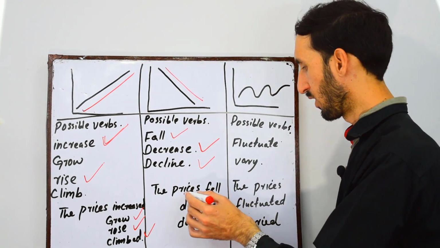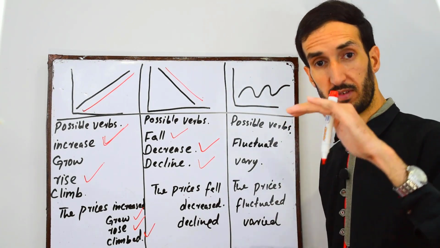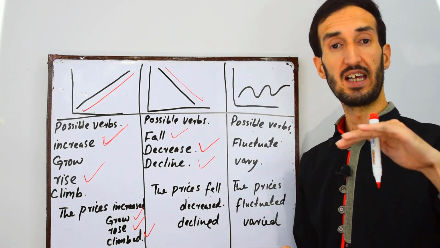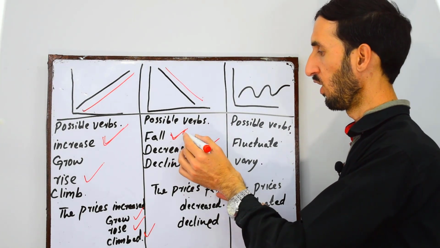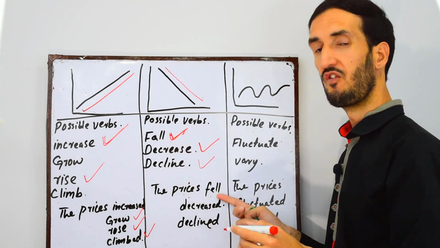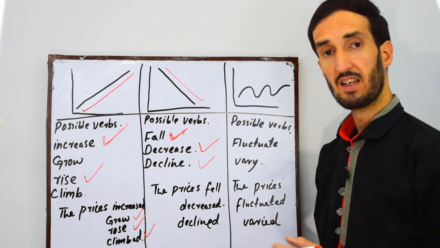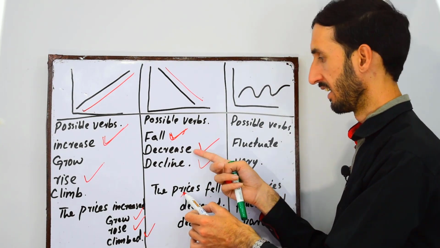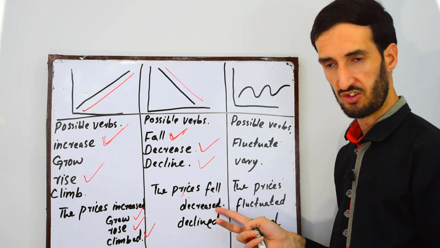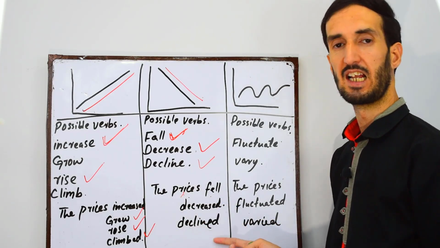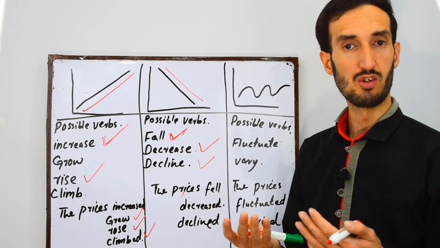Example, the prices fell. कीमतें गिरी या कीमतें गिर गई. The prices fell. Fall, this is first form, and fell is second form of the word. In the same way, the prices decreased, second form, decreased. The prices decreased, or the prices declined. You can easily learn these words.